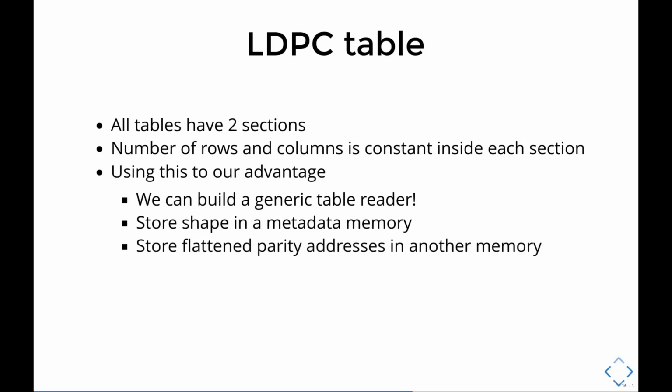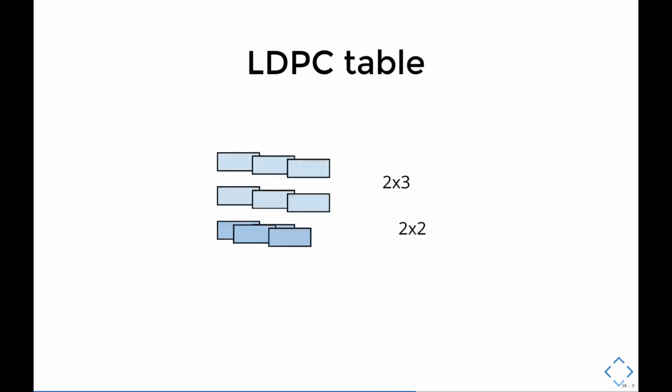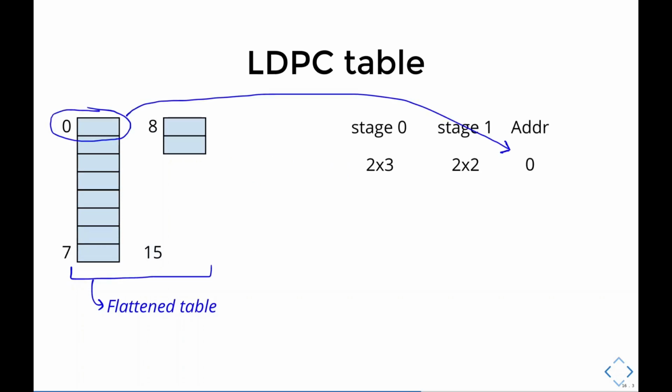So let's have a look at how this works. This is an example of a table. It's small just to keep stuff simple. What we're going to do is put the table content in one memory and its size in another memory. The tables themselves are always flattened, by the way. And to read this flat memory region, we need to know basically where the table starts, the shape of the top region, and the shape of the bottom region.